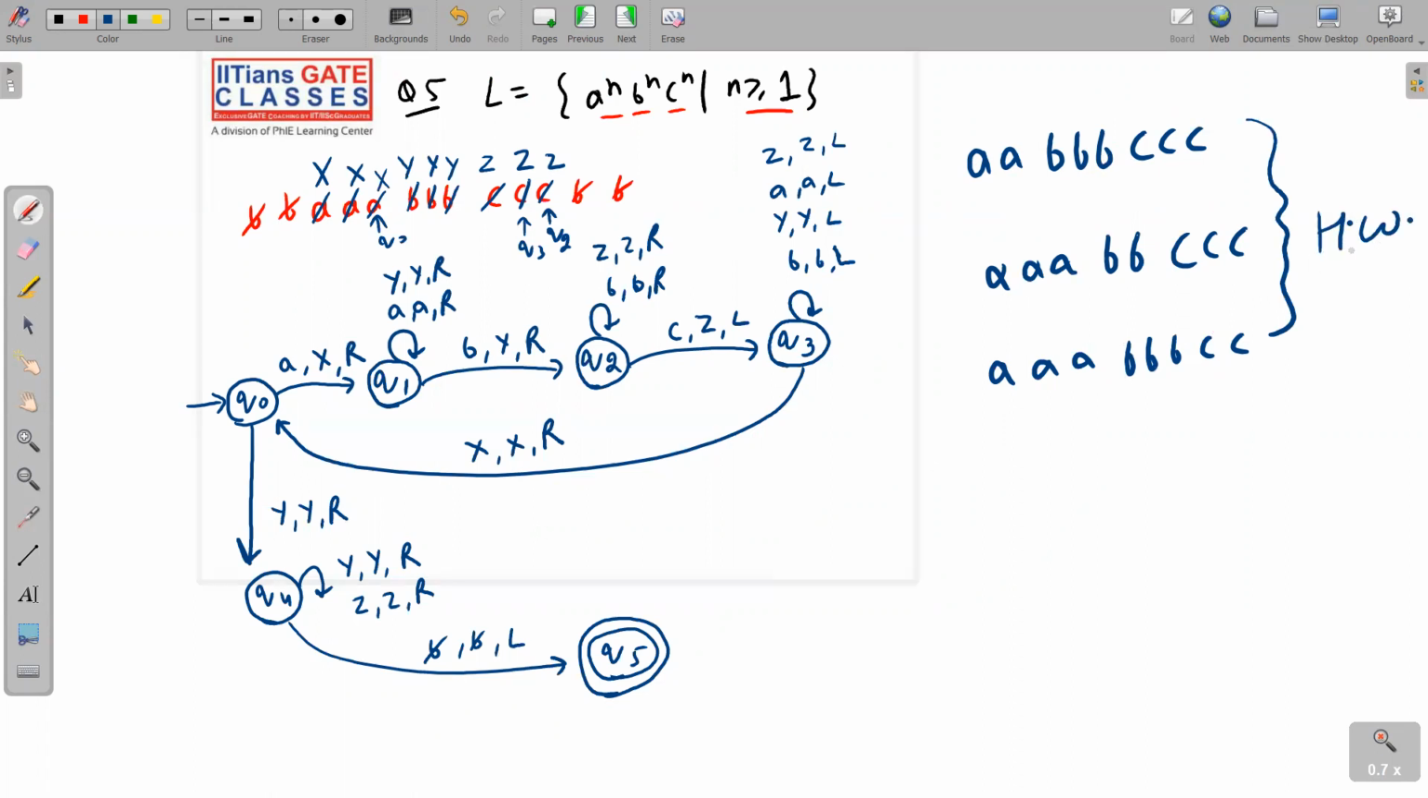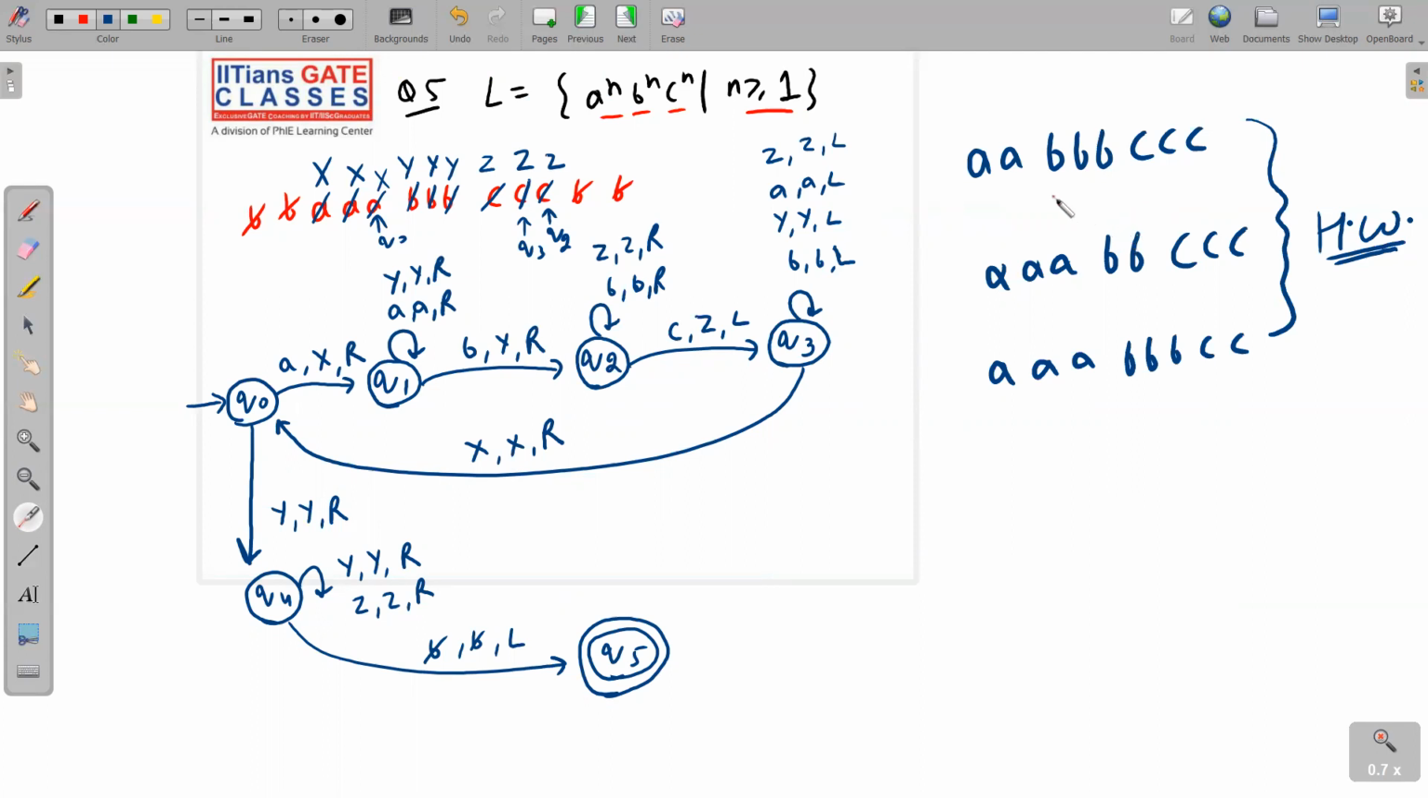Obviously these three strings will be rejected by this Turing machine, because the number of A's, B's and C's, all three, should be equal. But here they are not equal, so obviously these three strings will be rejected. But how will they be rejected? Obviously it will halt in some configuration. So what should be the configuration in which it will halt? That means in which state it wants to read some symbol which is not allowed, and so on. Please try to work it out yourself. You will get the idea.